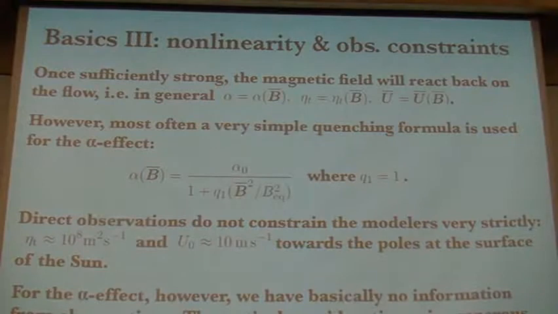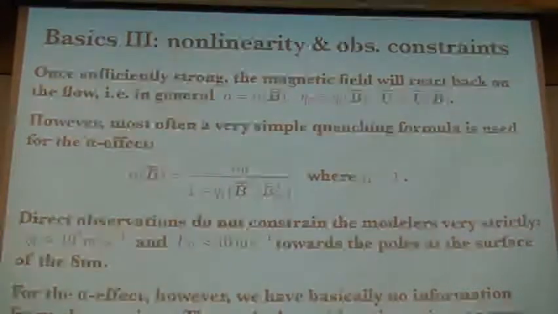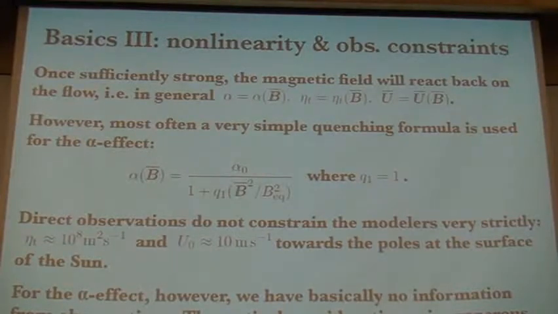And usually, when the magnetic field grows to be large enough, it will act back on the flow. And we have two different types of flows here, essentially. We have the small-scale flow, which, at least in the turbulent case, causes your alpha effect. And then we have the turbulent diffusion, which is also a small-scale effect. But then we also have the large-scale velocity field, and the magnetic field can act back on that.